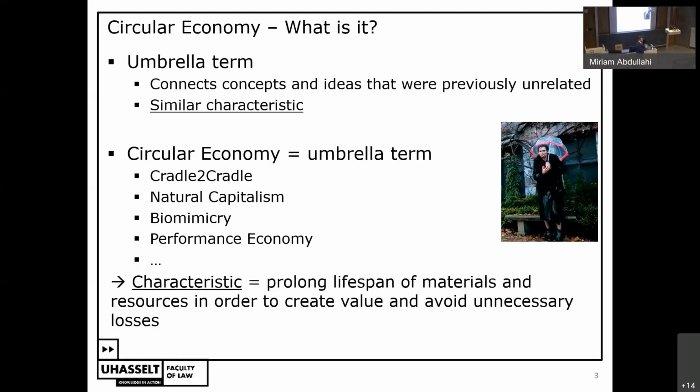The fact that an umbrella term connects concepts and ideas means it connects them within a similar characteristic. So when we take a look at the circular economy, we can clearly see that it is an umbrella term because there are various underlying ideas and theories: cradle to cradle, biomimicry, natural capitalism. What is a similar characteristic here? Well, they all try to prolong the lifespan of materials and resources in order to create value and avoid unnecessary value losses. That is a common characteristic. That is what the circular economy is all about.